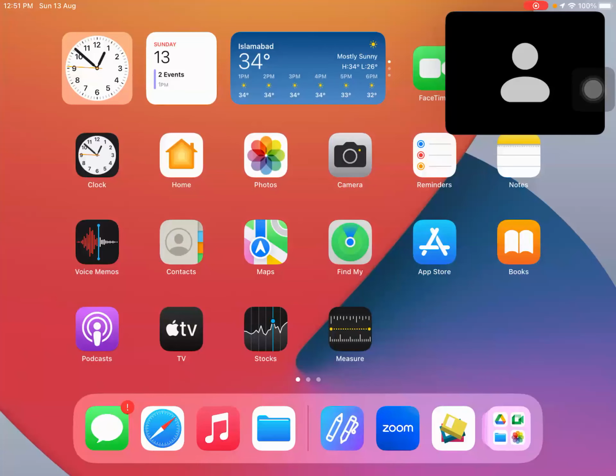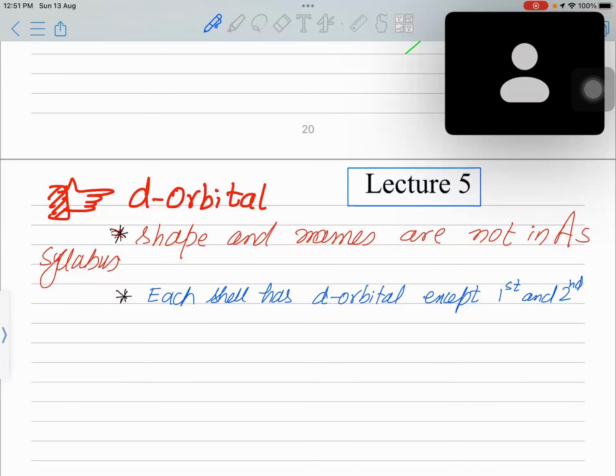Yesterday we completed the d orbital, right? We have completed the s orbital and p orbital. So can you tell me how many d orbitals there are? There are four, right? There are four d orbitals. Yes. Can you name them?